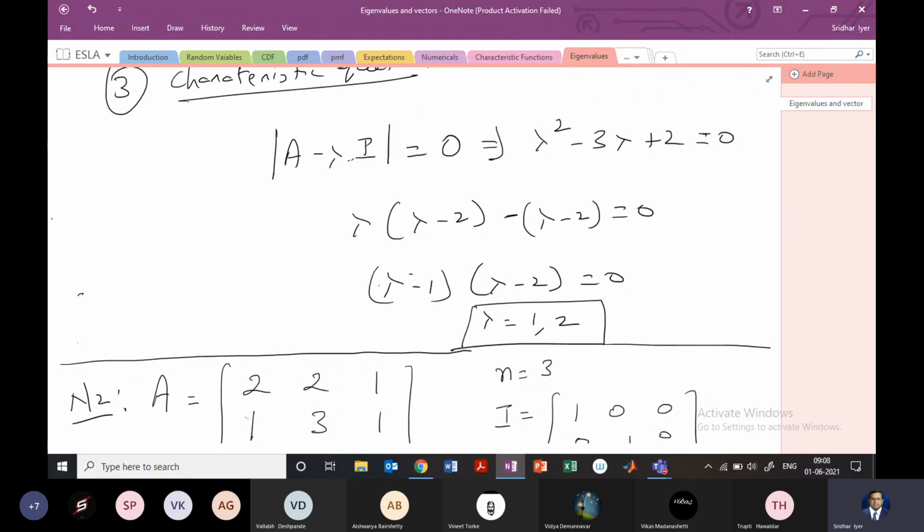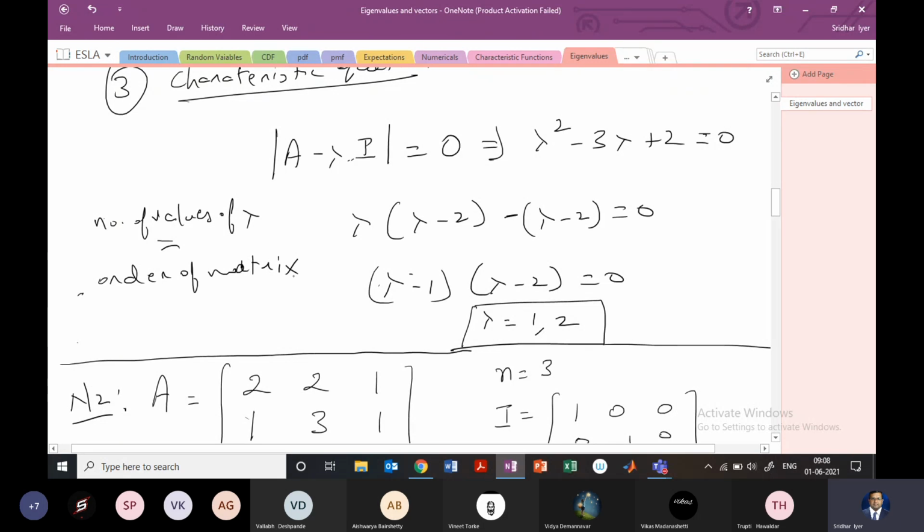Very important: the number of values of lambda will be equal to the order of the matrix. The matrix will always be a square matrix, so 2 cross 2, 3 cross 3, or 4 cross 4. If the order is n, then you get n values of lambda. In this example the matrix is 2 cross 2, therefore n is 2, and we get 2 values of lambda.